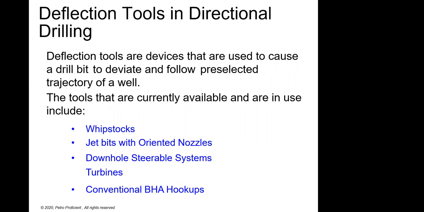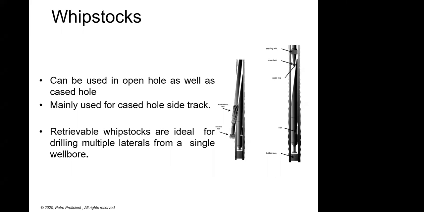That is the use of motors. The jet bit orientation with oriented nozzle is an old method, and it's not very commonly used. Whipstocks are used in cased hole where you need to sidetrack from inside the casing. In open hole directional wells, the most common application is steerable systems, where either you use a motor or you use a rotary steerable system.